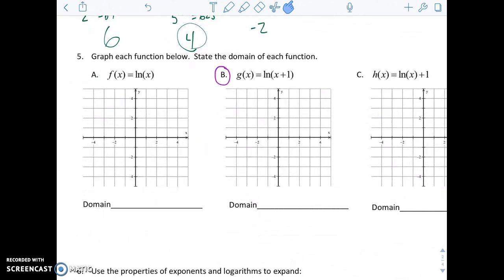Okay, just be careful when you put it in a calculator about what you have in there. Make sure it matches what you have on your test or your review. But I'm going to move on to 5B now. So this one is fairly simple. It says graph each function below and then state the domain of each function.